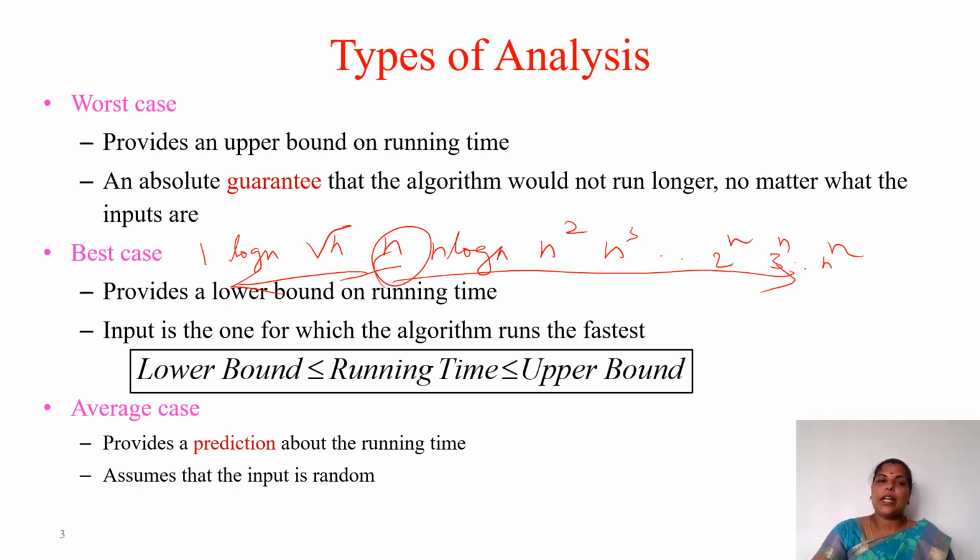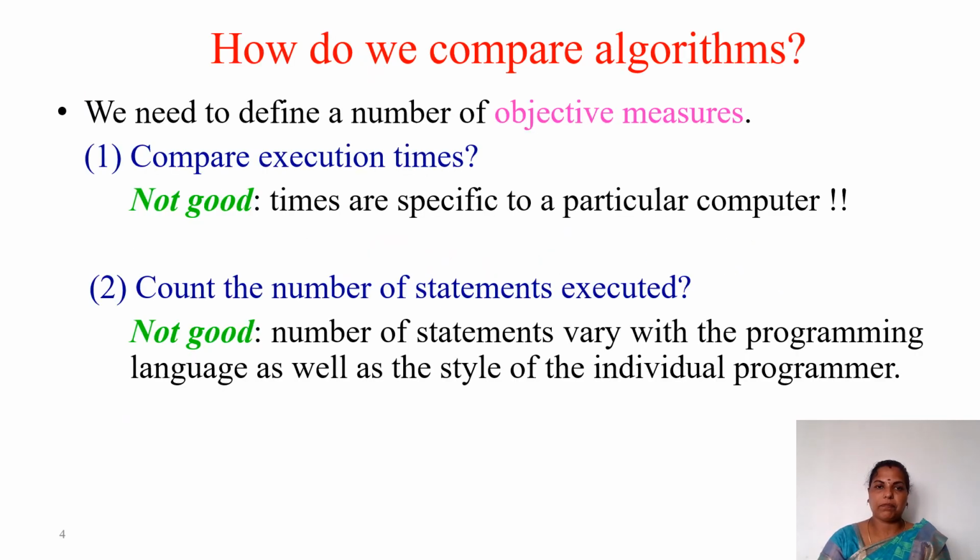And average case provides a prediction about the running time. The average time is what best fits, but most of the time the average case doesn't fit any algorithm. But worst case and best case we consider. Average case, we are just predicting the running time. Here we are assuming that the input is random. In that way only we find the average case.